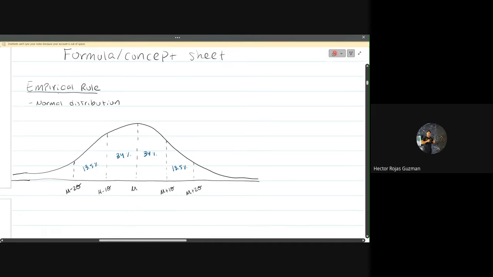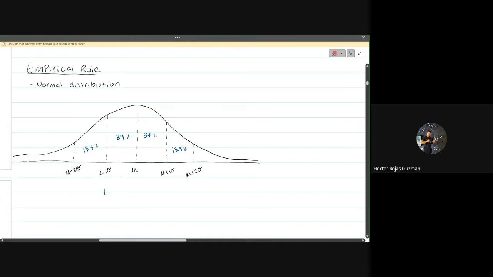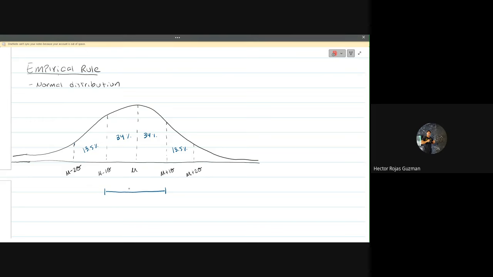Now let's keep track of how much data we've already collected. From the first standard deviation away from the mean, we've already collected 68% of the data. So now if we extend that all the way to 2 standard deviations, we have 68 plus 27, which brings us to 95% of the data. So just by going 2 standard deviations away from the mean, almost every data point is going to be captured within that. So what happens if we go further?